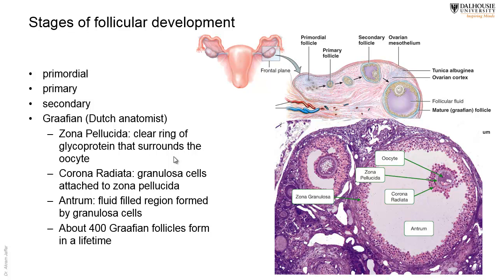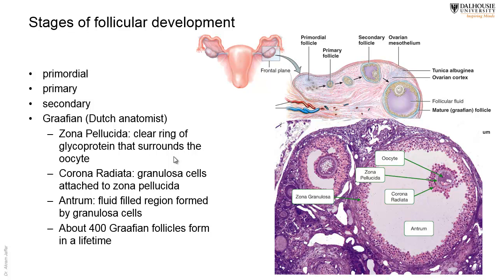It will become very large, about 1 centimeter in diameter, and there will be one space containing fluid, not multiple spaces or multiple lakes. This is called the follicular space, and this is what we call the mature or Graafian follicle, after the Dutch anatomist Graaf. They also call it the tertiary follicle, as opposed to primary and secondary follicles.